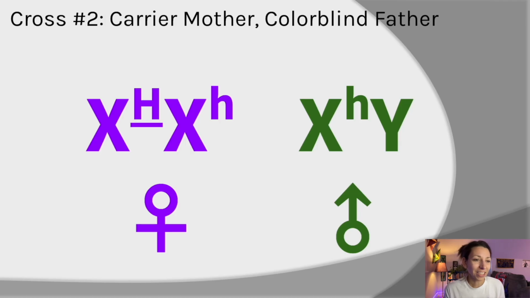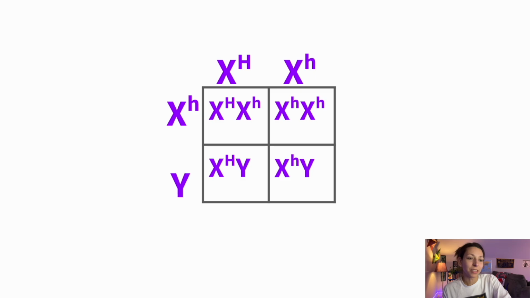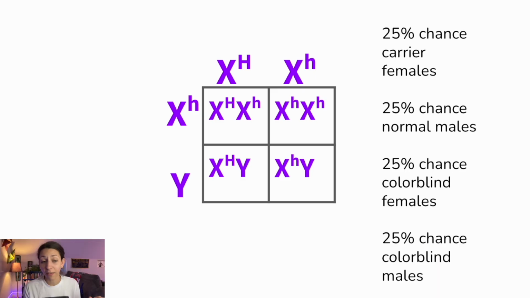All right, second cross, carrier mother, colorblind father. These are their genotypes. Go ahead and cross those parents. And when you're ready, here are our outcomes. We have a 25% chance their offspring will be a carrier female, 25% chance their offspring will be a normal male, 25% chance their offspring will be a colorblind female, and a 25% chance their offspring will be a colorblind male. So lots of different possibilities in this particular cross when we have each parent carrying 1 allele for the colorblind trait.